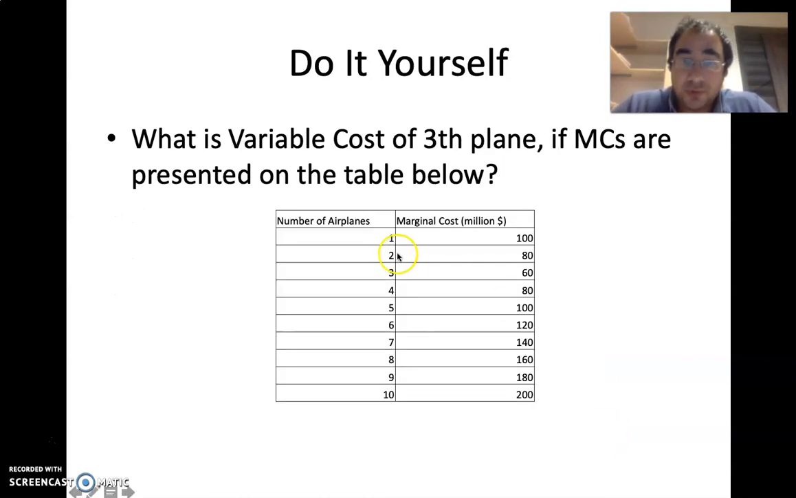For example, if I produce 2 units, in that case my total variable cost will be 180. I add 180. If I produce 3 units, then my total variable cost is 180 plus 60, which is 240. For 4 units, I also need to add 80 to these numbers, which will be 320, I believe. So this is how I calculate the variable costs.